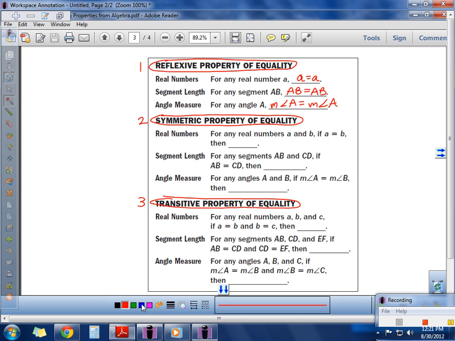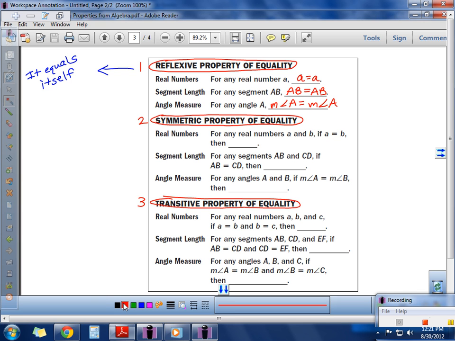So basically, what's going on in that property? What's a little phrase or something I could say to remind myself what the reflexive property actually does? Mirrors itself? Okay, I don't like that word because some people confuse that with symmetric. It's a good idea though. What I like to write is it equals itself. A equals itself. It equals itself each time. Not very complex.